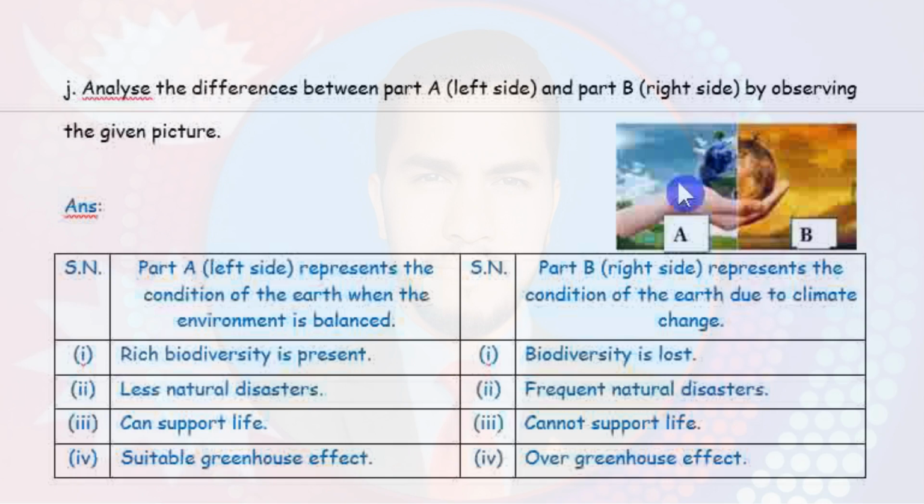Number third, left side, can support life. It is positive for life. For living things it is good. On the right side, cannot support life. It is a very adverse condition for the living organisms. It is not supportive to the living organisms.